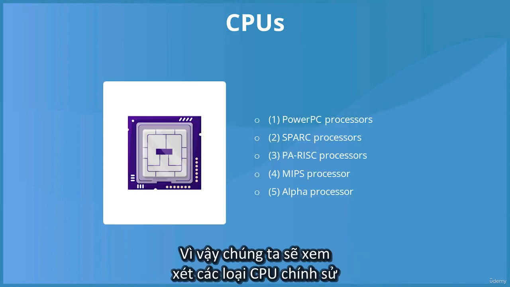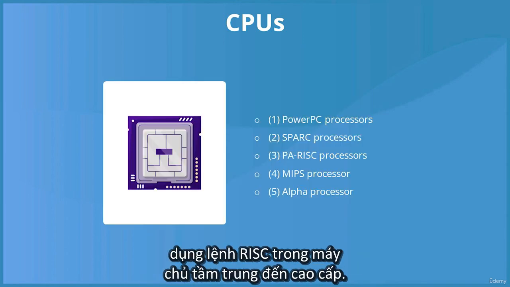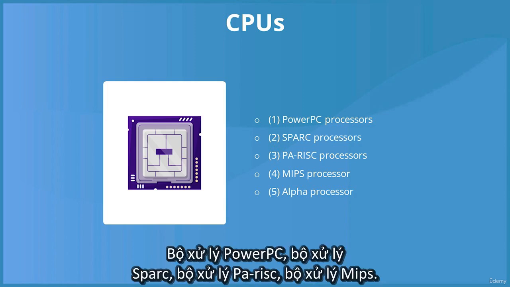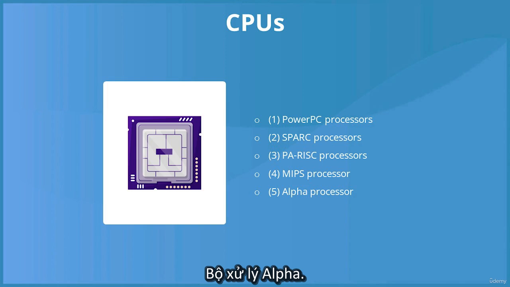So we'll have a look at the main types of CPUs that use RISC instructions in mid to high-grade servers: PowerPC processors, SPARC processors, PA-RISC processors, MIPS processors, Alpha processors.